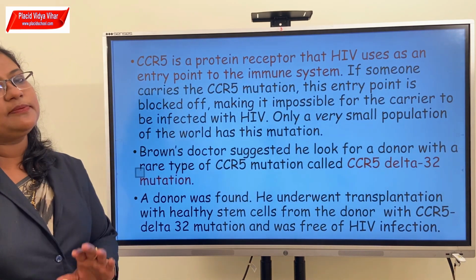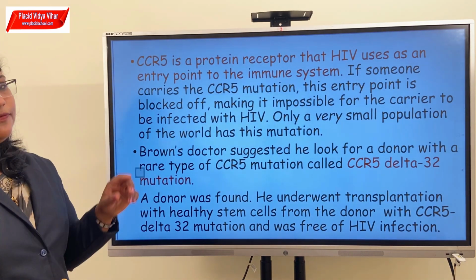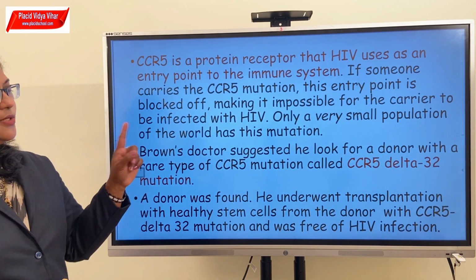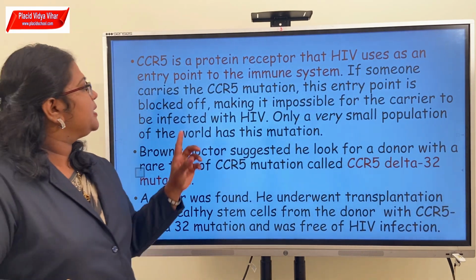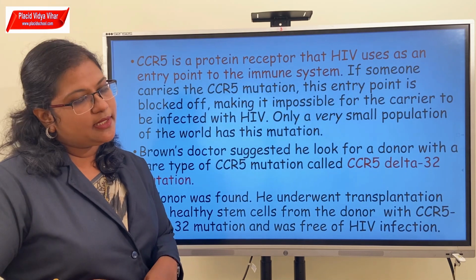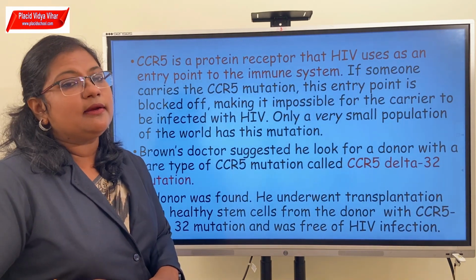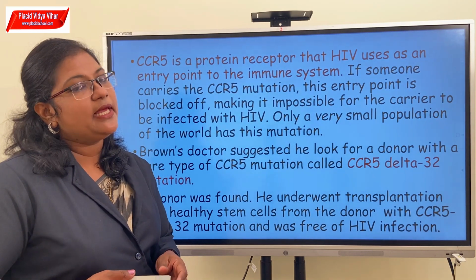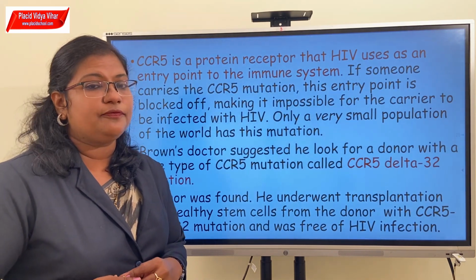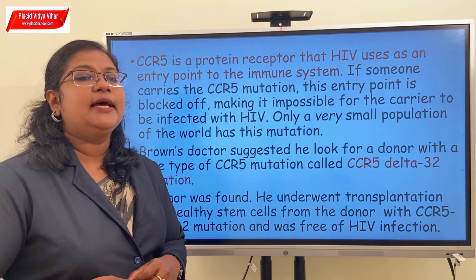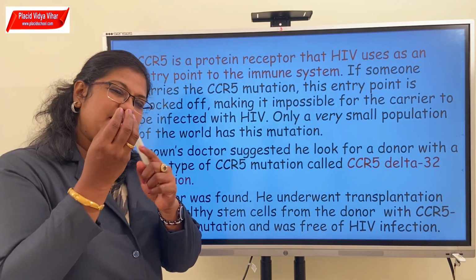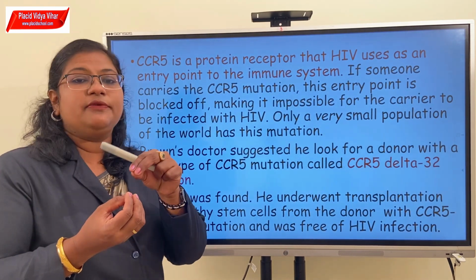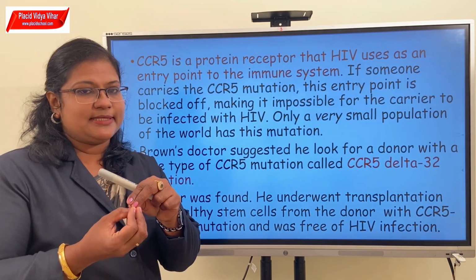You can see the science behind it once more. CCR5 is a protein receptor which is used by the HIV as an entry point to the immune system. It's a very rare condition that a person has a mutation for CCR5, and the name of this mutation is CCR5 delta 32 mutation, as a result of which the receptor will be small in size. So the HIV will not be able to bind to that receptor.